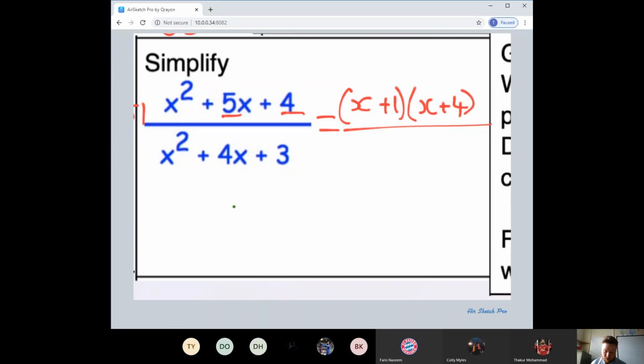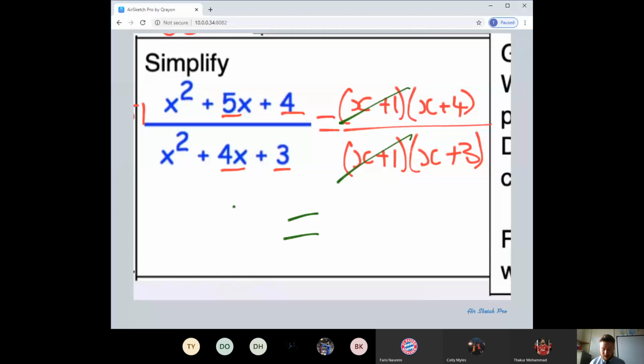And same sort of thing for the bottom. We've got multiply to give 3, add to give 4. So that's 3 and 1. So we're going to have x plus 1, x plus 3. And now when we try and simplify this, we can see that both the numerator and the denominator have that factor of x plus 1. So we can cancel the x plus 1s. So that means the simplification is just going to be x plus 4 divided by x plus 3.